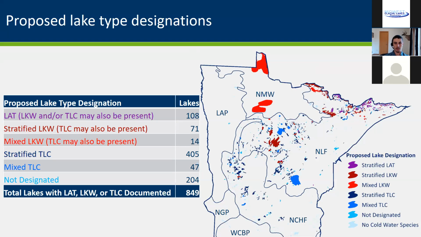Many lakes that would be proposed as Lake Whitefish or Cisco lakes are found in the NLF or NCHF ecoregions, the area of the state that currently has nutrient standards of 30 to 40 parts per billion total phosphorus. Many of the other lakes containing lake trout, lake whitefish, or Cisco are found in the Canadian Shield or the northeast part of the state where the fish IBI tool has not been developed to evaluate them.